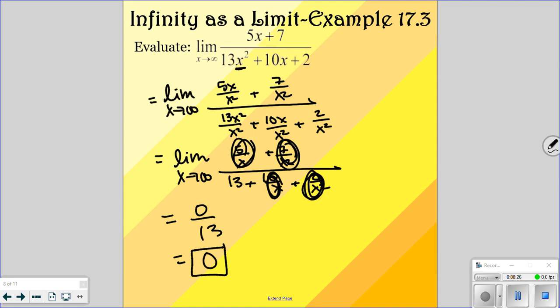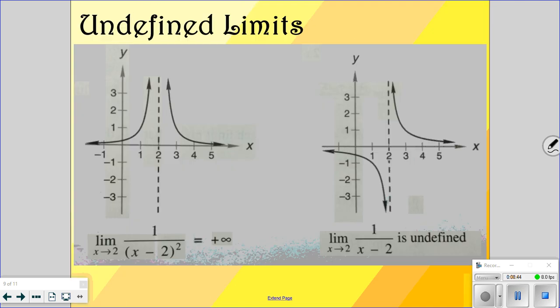So that's how you can do infinity as your limits. Whenever it says x approaches infinity, that's what you can work with. If it says x approaches 2 or x approaches some number, you cannot use this method. It's only when x approaches infinity or negative infinity.